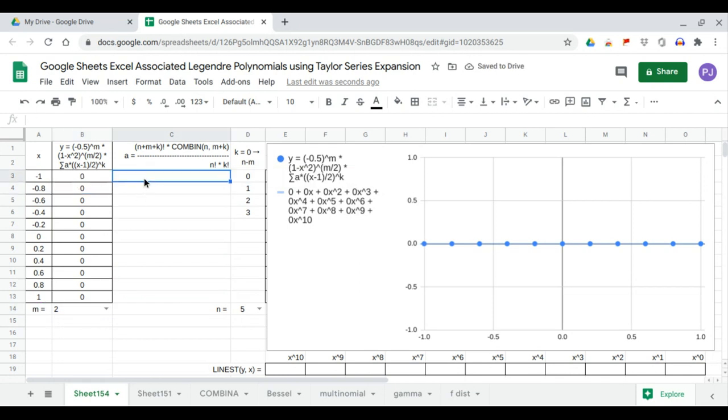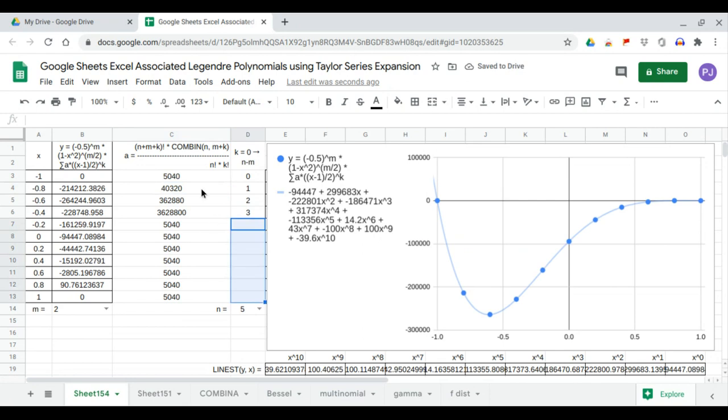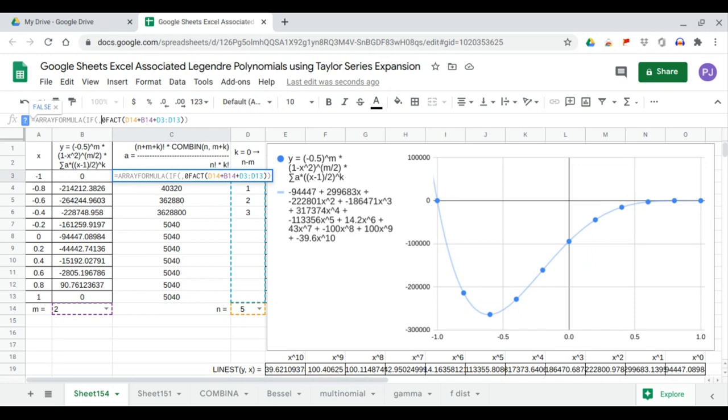Now we can complete the coefficients, which is equal to the array formula. The first term will be factorial n plus m plus k. Enter. So if this is empty, this should be 0. So we correct this: if k is empty, it should be 0. Otherwise, calculate.